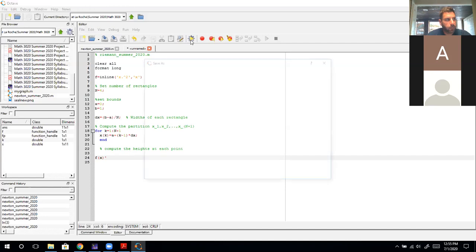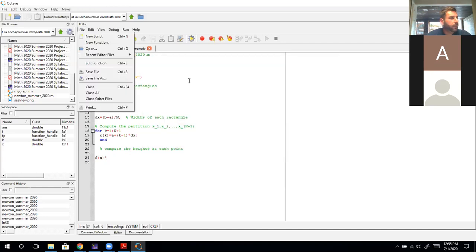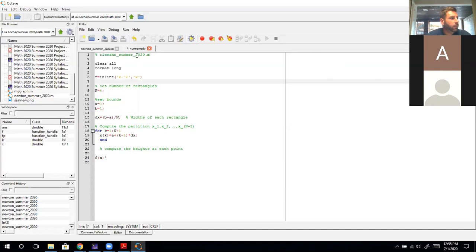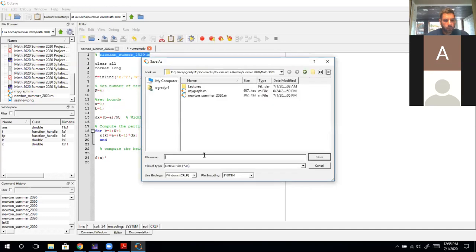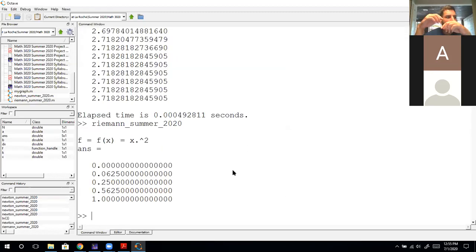So if I hit run, oh, I got to save it first. Forgot to save. So let me copy this file and paste it. So when I run this, watch what happens. Notice what happens when I square 0. I get 0. And then what happens when I square a quarter? I get a 16th. What happens when I square a half? When I square a half, I get a quarter.